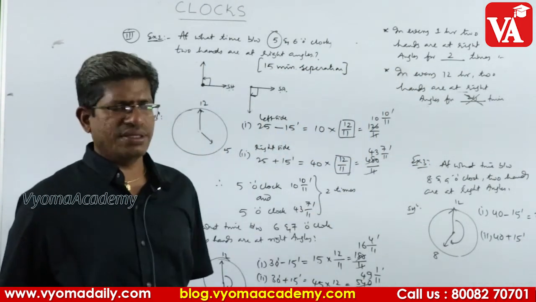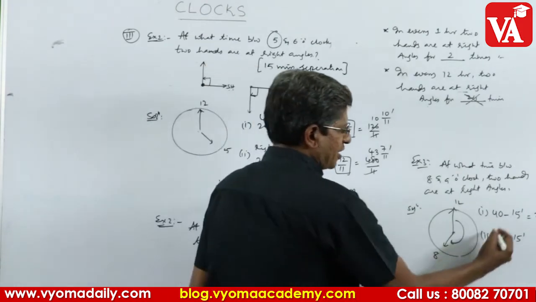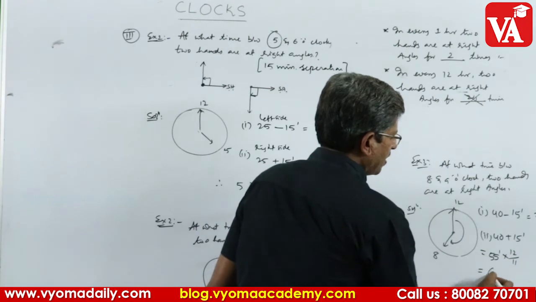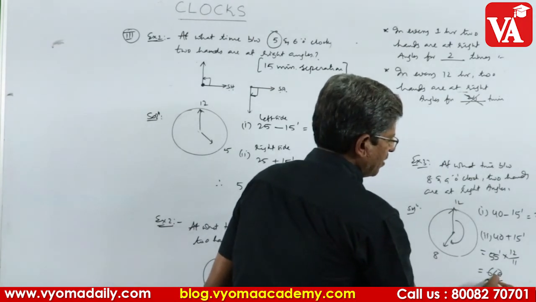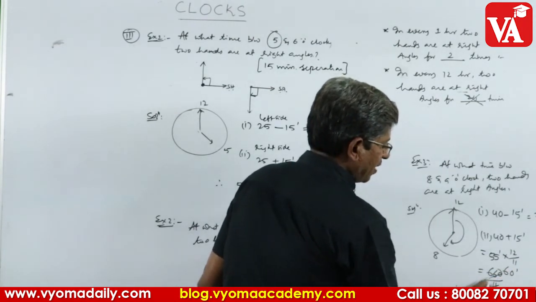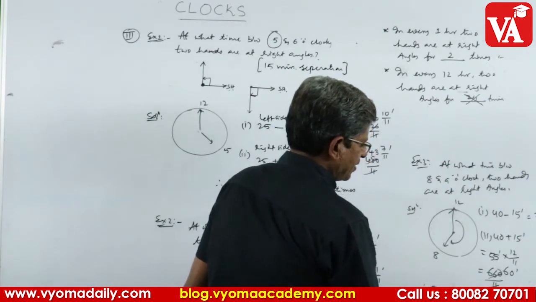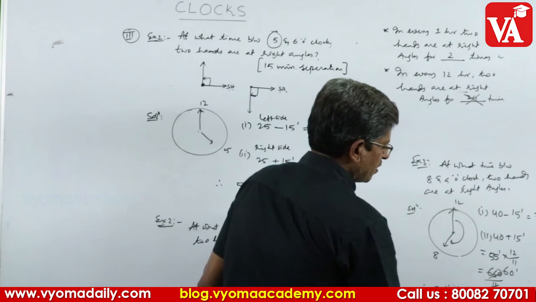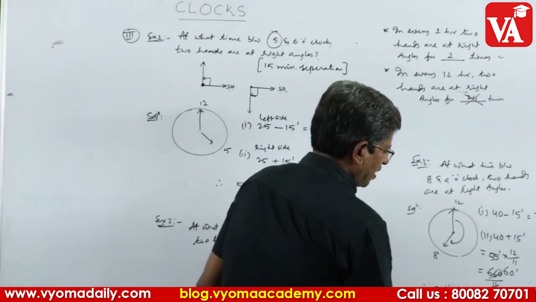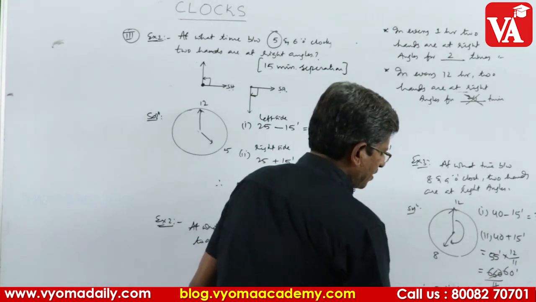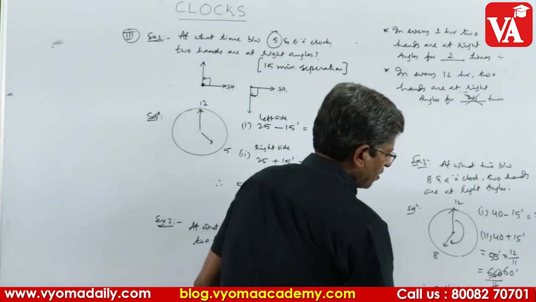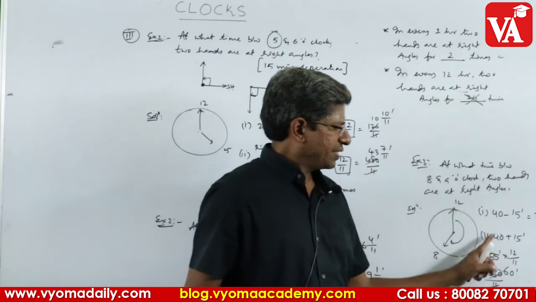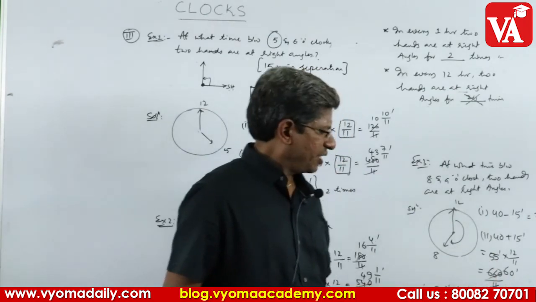You can check the solution later on, but just observe what we are doing. 55 into 12 by 11. So what will you get here? 660 by 11. So the second answer, observe carefully. The first answer, let me write, 8 o'clock 27 3 by 11 minutes, and the next answer is exactly 9 o'clock. 5 o'clock 60 minutes we got, which means exactly 9.